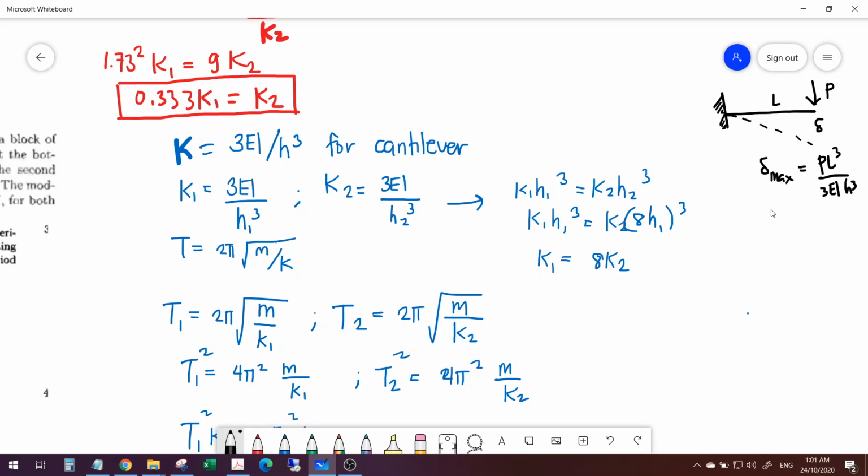From the formula of the stiffness method, P is equal to KU. What is our U? This delta max. So we have P, we have U. Therefore, if we rearrange that, you will get K equal to 3EI over L cube.